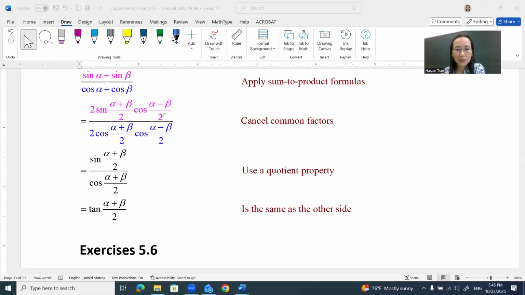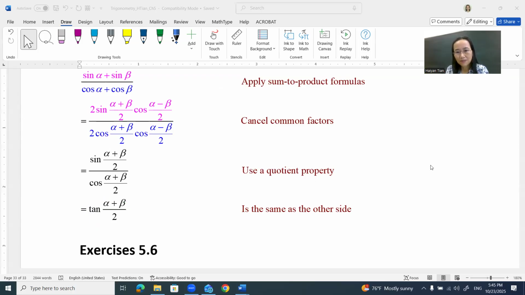Once we write the numerator and denominator as products, we can cancel common factors. Do we have common factors? Yes. See, that's a common factor you can cancel, and the 2 is also common, you can cancel. And then what is left? What is left is the sine of this angle over the cosine of the same angle. By the quotient identity, sine over cosine is tangent. So sine of this angle over cosine of this angle is tangent of this angle. And that's the right-hand side. So this identity is proved.